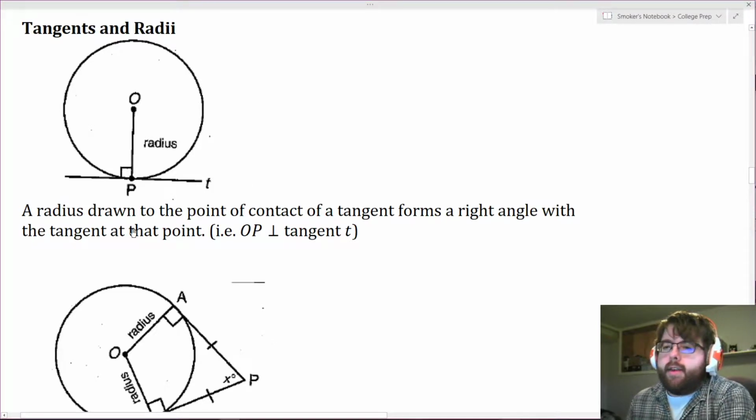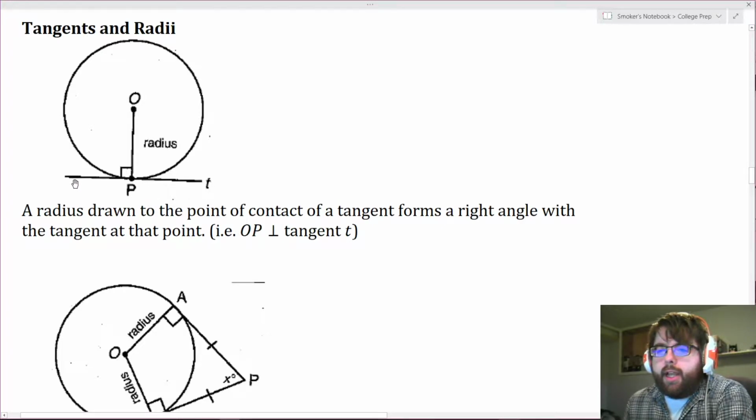The radius is a line segment that goes from the center of a circle to the circumference of a circle. And a tangent line, on the other hand, is a straight line that skims by a circle, touching it at one point. Okay, so a line that just goes right by a circle and touches the circle at one point. So the circle comes in, touches the line, and goes out.